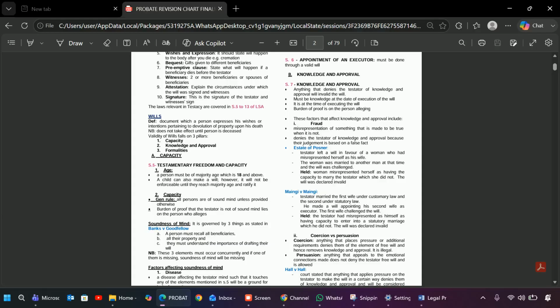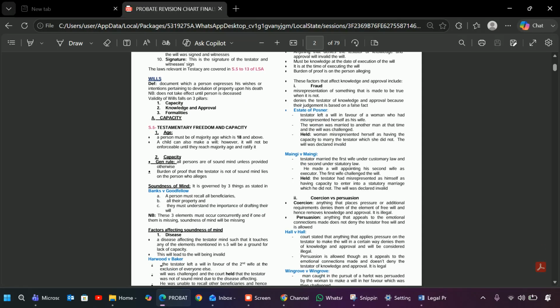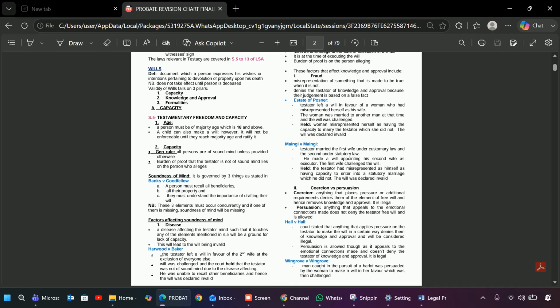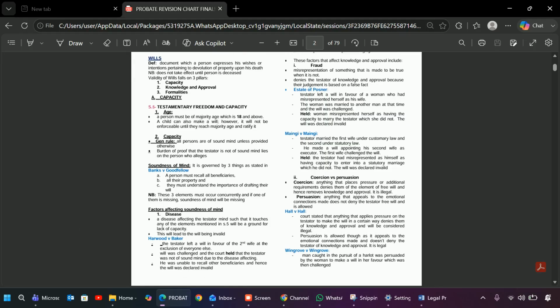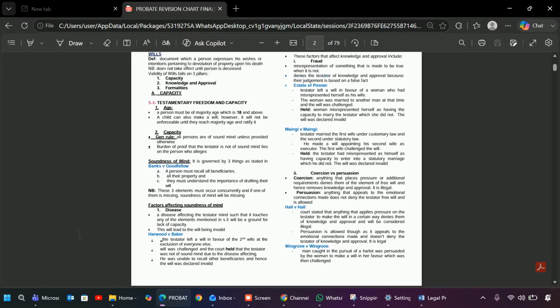So these are the factors that affect knowledge and approval of challenging a will. Then you have the case of Maingi versus Maingi, where the testator married the first wife under customary law and the second under statutory law. He made a will appointing his second wife as the executor, and the first wife challenged the will. It was held that the testator had misrepresented himself as having capacity to enter into a statutory marriage, which he did not. The will was therefore declared invalid.